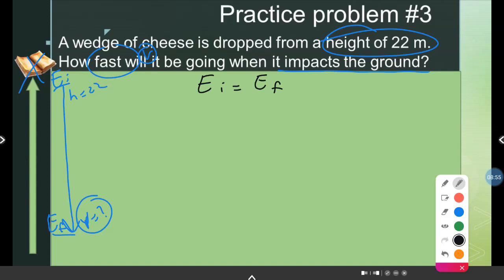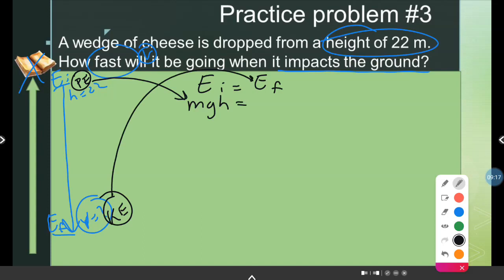Hopefully you decided that EI was potential energy and EF was kinetic energy. Potential at the top, kinetic at the bottom. Memorize that. I'll say it again. So at the top, we're going to say mgh because that's our equation for potential energy. And EF at the bottom is kinetic energy. So kinetic energy is mv squared over 2. Once again, we don't have the mass of this cheese, but once again, it doesn't matter.